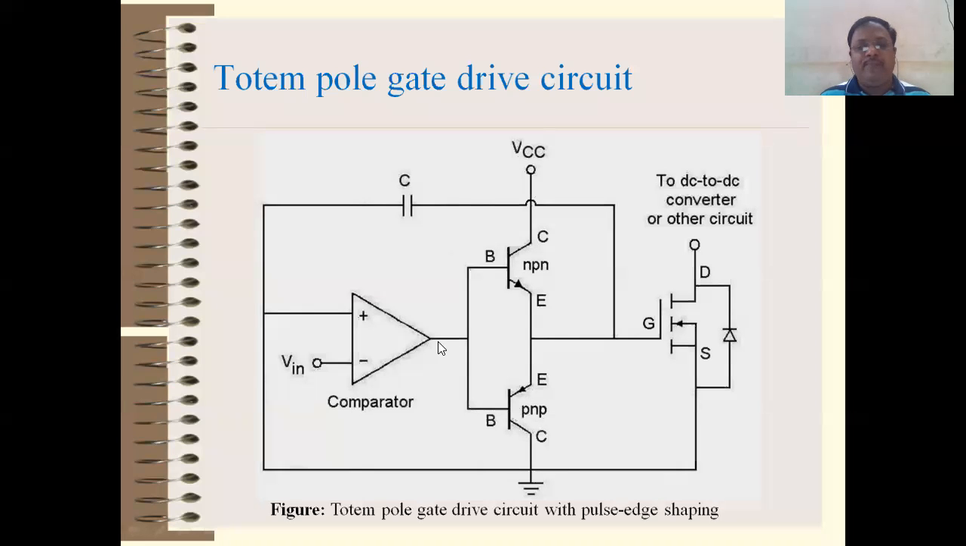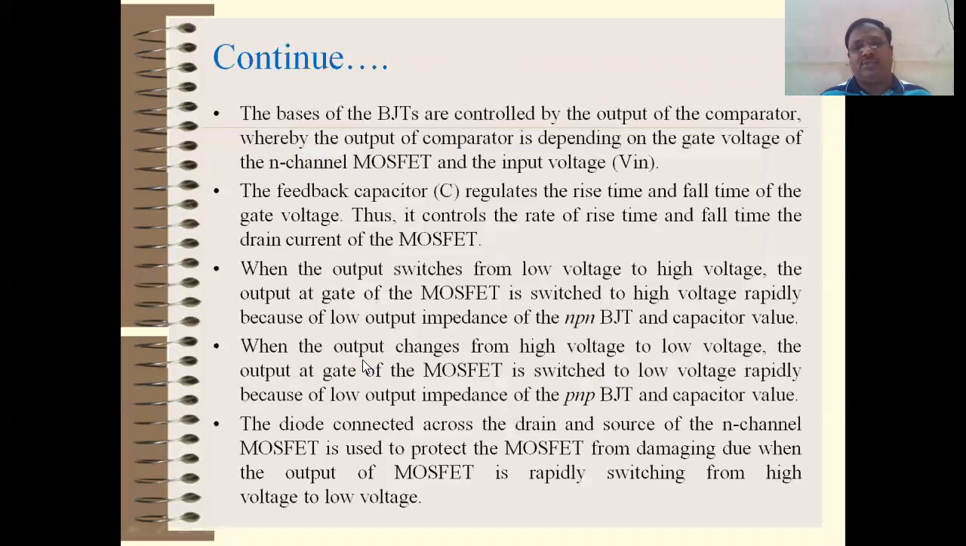So as per the statement, if the output switches from low to high, the NPN transistor turns on, and because this transistor turns on, the output impedance of the BJT NPN is very low. Actually this output impedance is the resistor connected in series with the MOSFET. So the value of the resistor is very low, and so is the capacitor value. So what happens? The gate current flows immediately, and the overall turn on time reduces. This is the advantage of this totem pole.